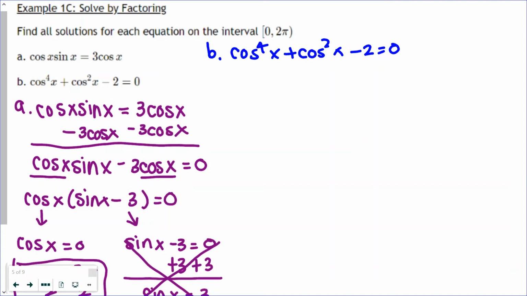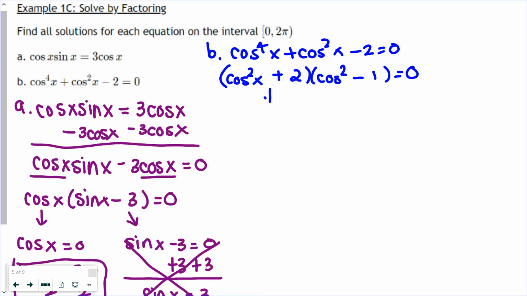So on this one, you can use u substitution if you'd like. I'm going to go ahead and just factor it. So we look at this first term, cosine to the 4th power. Cosine to the 4th power is cosine squared times cosine squared. Then we look at the last term, 2. The factors of 2 are 2 times 1. The middle needs to be positive, so I'm going to make this bigger number positive and the smaller negative.